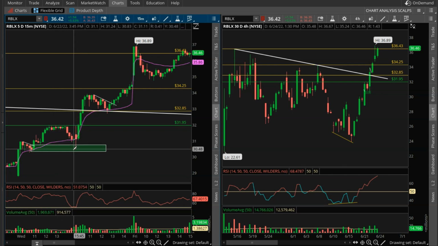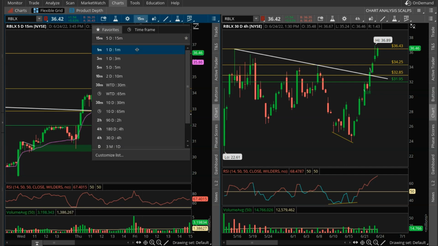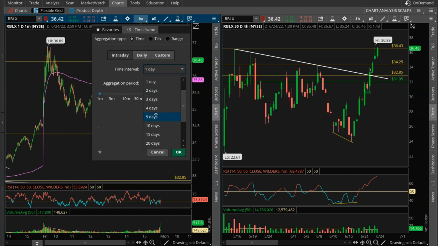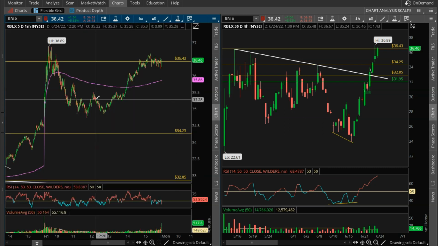So the first entry could have been that move off demand. The second entry could have been that 15-minute close above 31.95. And then I also want to bring it down to a 1-minute so I could show you how you could have executed on a smaller scale or on a scalp.